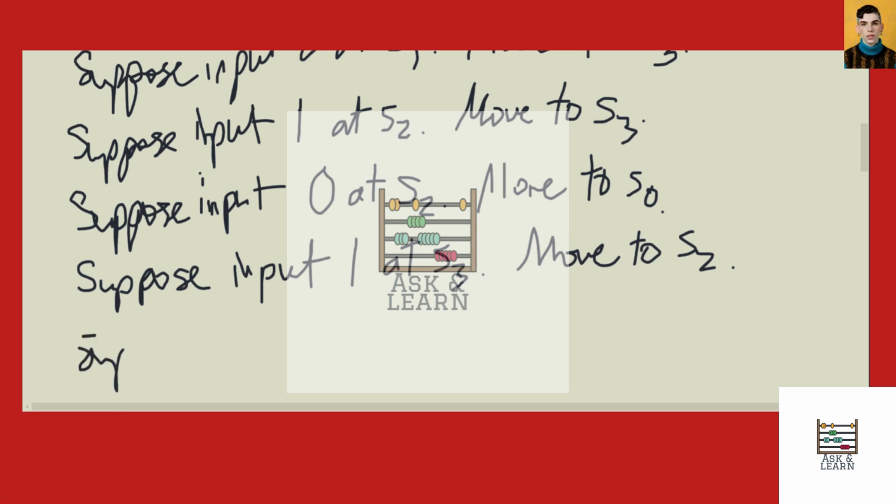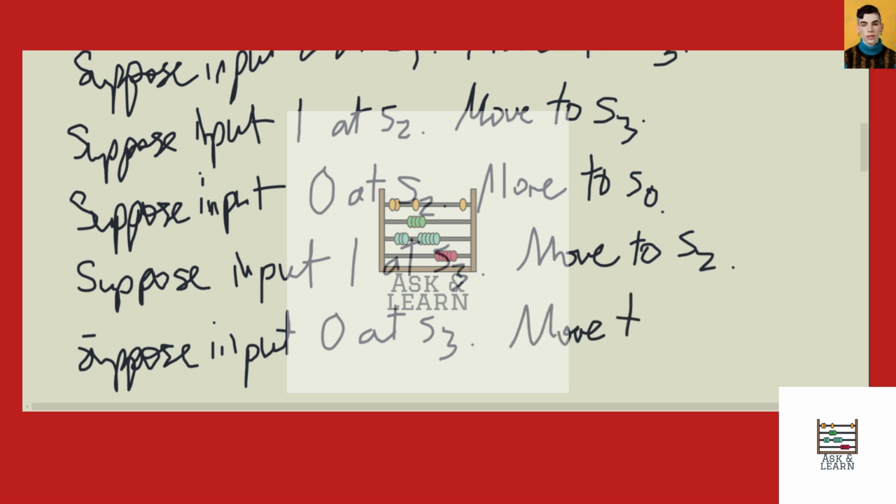And now let's suppose that the input is 0 at S3. Well, we originally had an odd number of zeros and an odd number of ones, so this changes to an even number of zeros and an odd number of ones, which is S1. So we're going to move from S3 to the final state, S1.